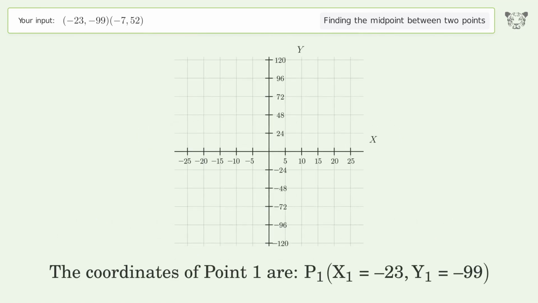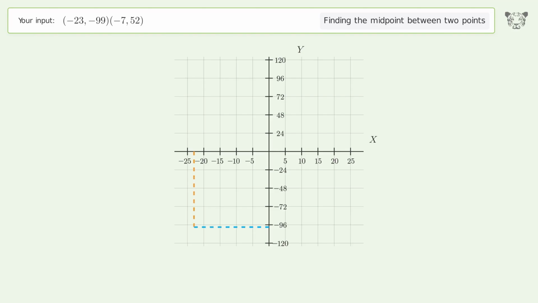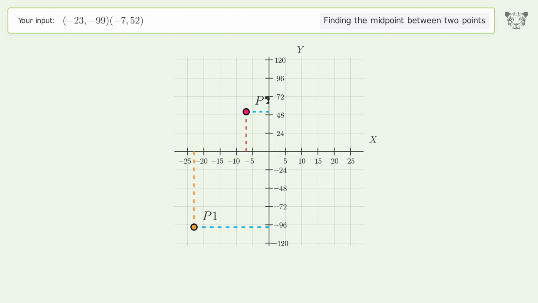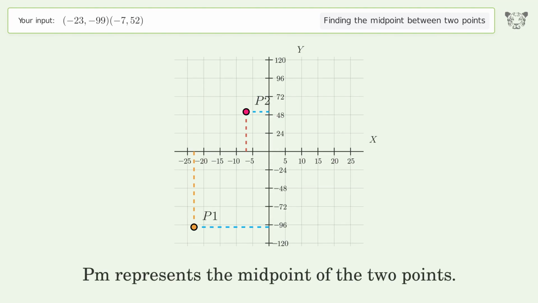The coordinates of point 1 are, x1 equals -23, y1 equals -99. The coordinates of point 2 are, x2 equals -7, y2 equals 52. PM represents the midpoint of the 2 points.